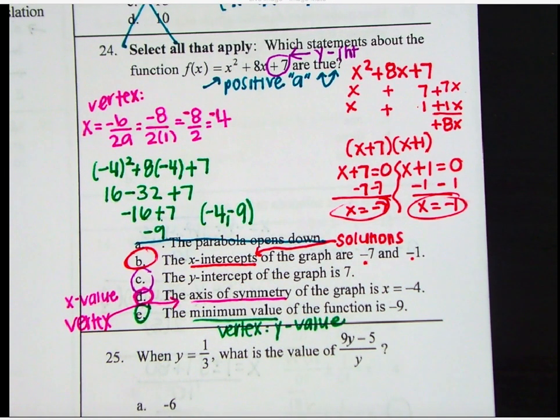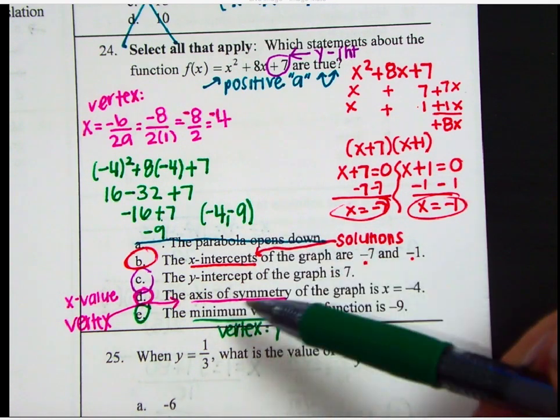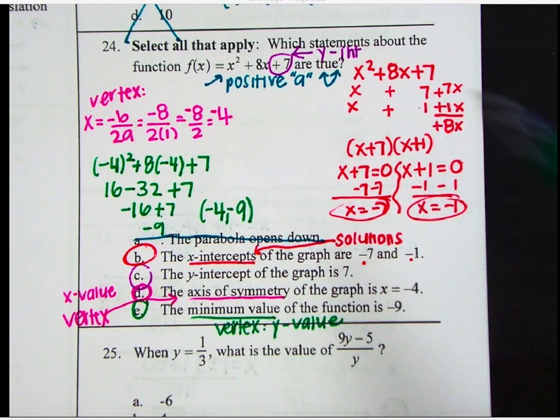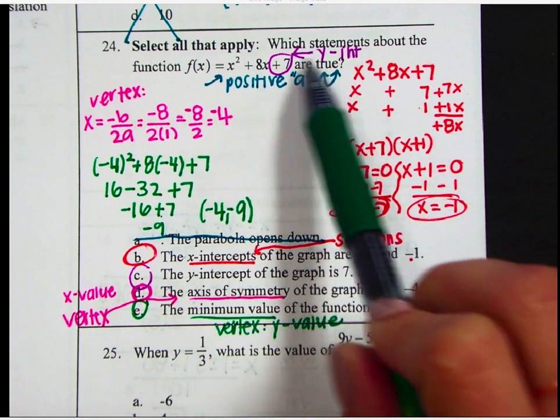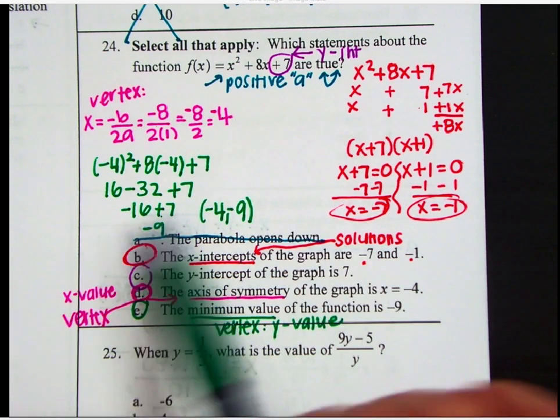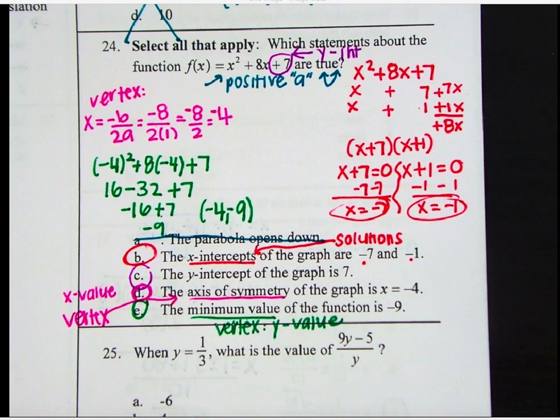Okay, so we're looking at the y value in the vertex, and we'll just stop there because I'm just confusing you. Again, all of these are the different characteristics you need to know. X-intercepts is solving, and the y-intercept will always be this constant, and then axis of symmetry and minimum value are talking about the vertex. So lots of things happening in number 24.